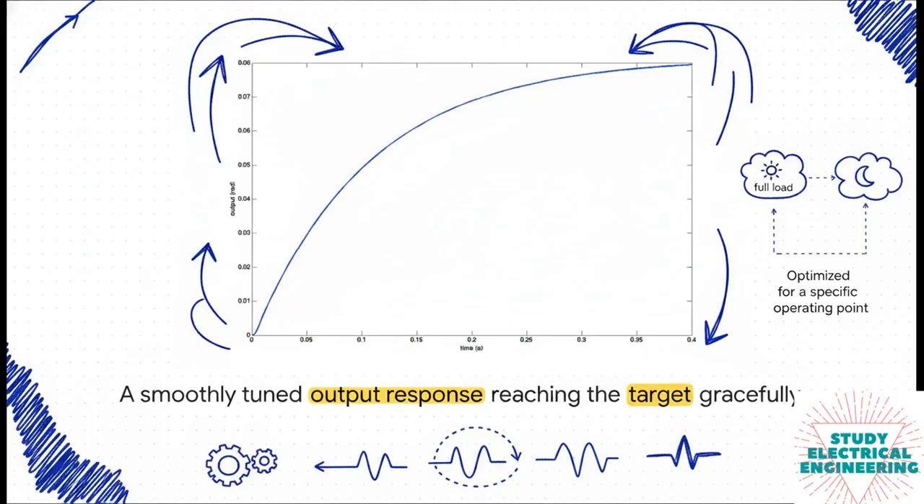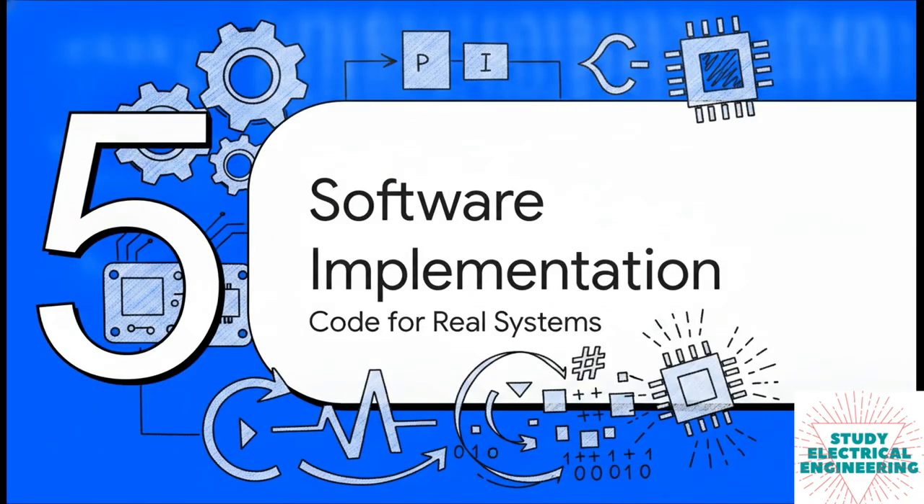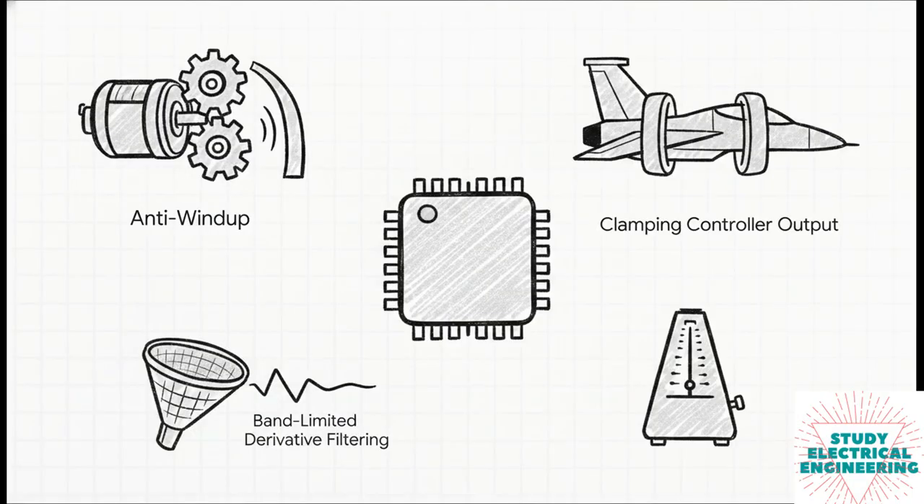But remember, at the end of the day, a PID algorithm is a linear controller operating in a totally nonlinear world. This means this perfect tune is usually optimized for a very specific operating point, like running at full load versus partial load. Section 5. Software Implementation. Code for Real Systems. And this brilliantly illustrates the leap we have to make.